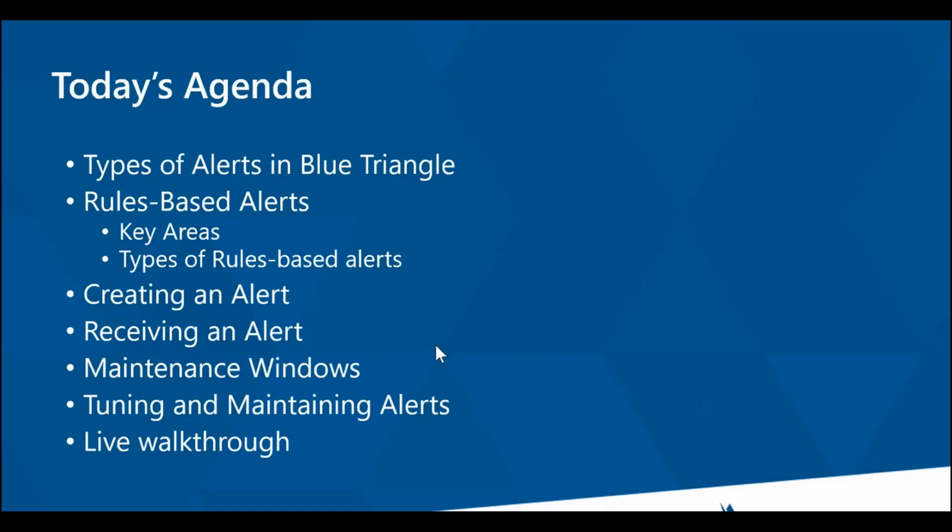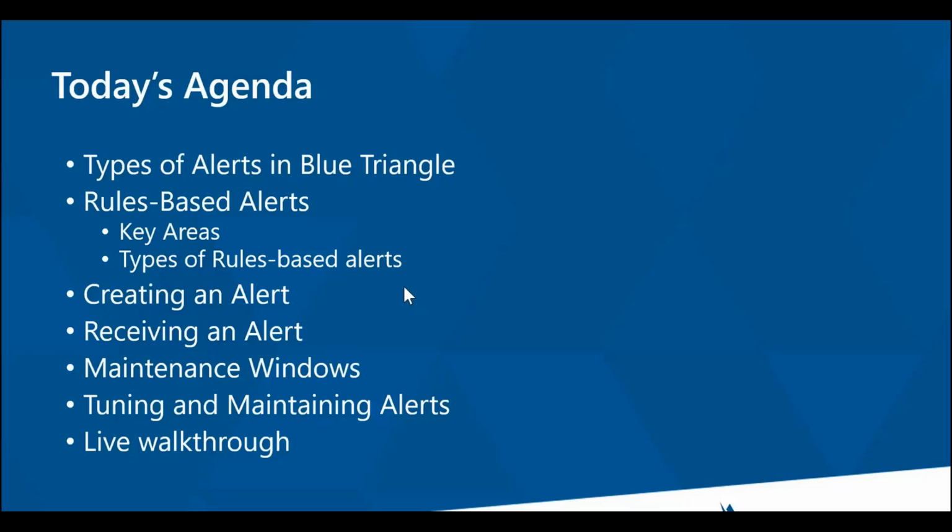For the agenda today, the first thing we'll do is talk about what kinds of alerts there are in Blue Triangle. There's more than just your typical rules-based alerts. There's things like missing services alerts and SLA alerts. So we'll walk through what's available in Blue Triangle, but today we're going to focus on the rules-based alerts. We'll show you a few of the key areas in Blue Triangle that you'll use to create and manage these alerts. And then we'll talk about the actual types of rules-based alerts.